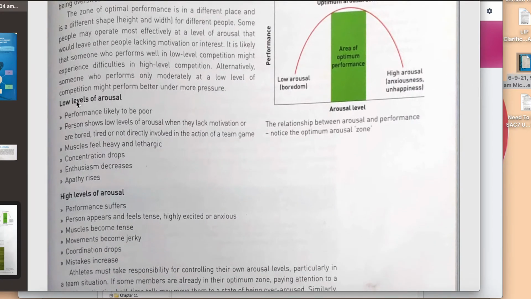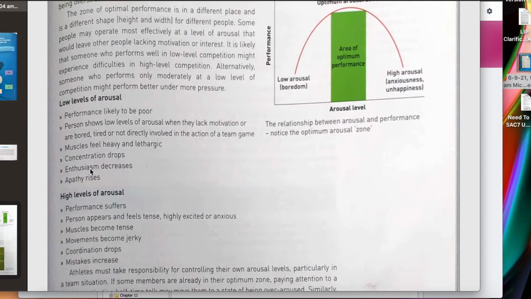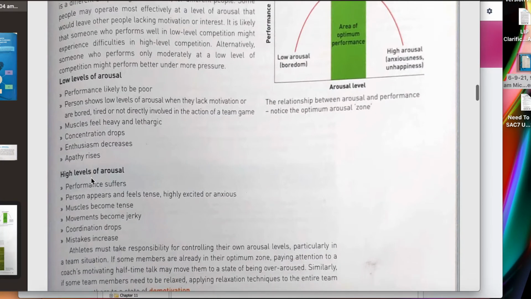Now, with a low level of arousal, performance will be poor. People show low levels of motivation, boredom, tiredness, etc. in the actions in their game. Your muscles can actually feel heavy and lethargic. Your concentration levels drop, the enthusiasm drops, okay, and the apathy rises.